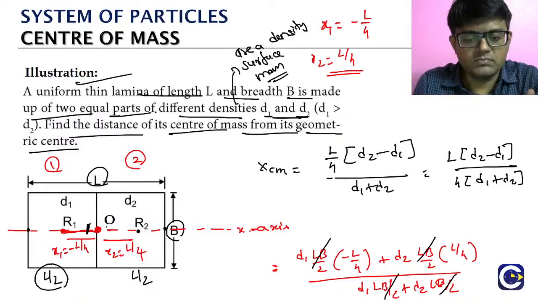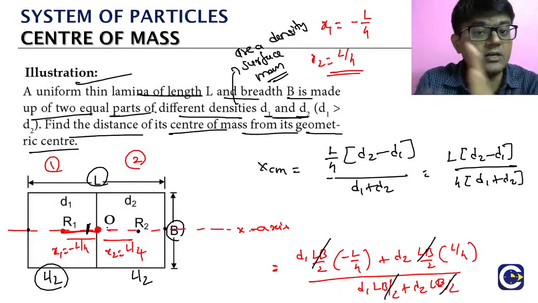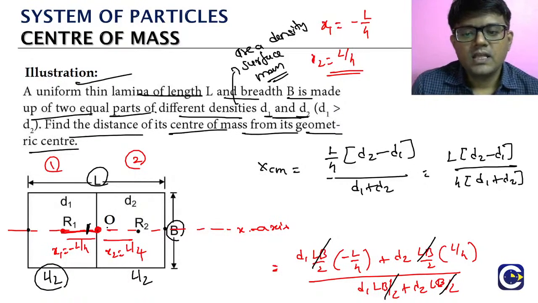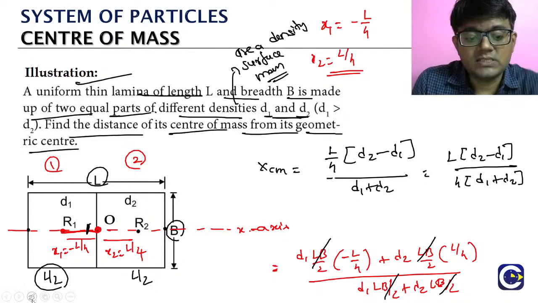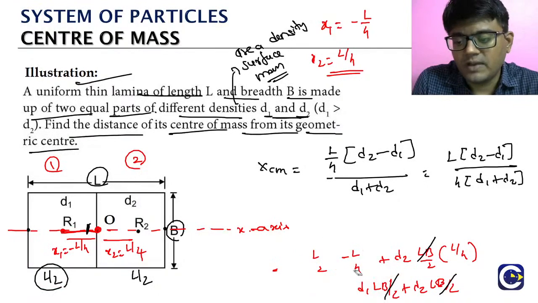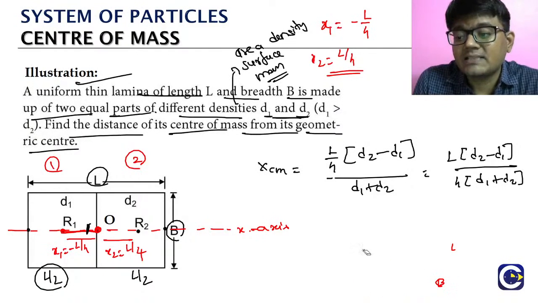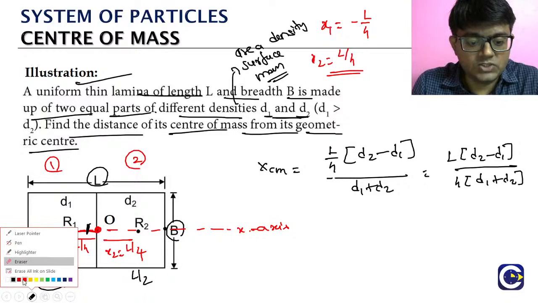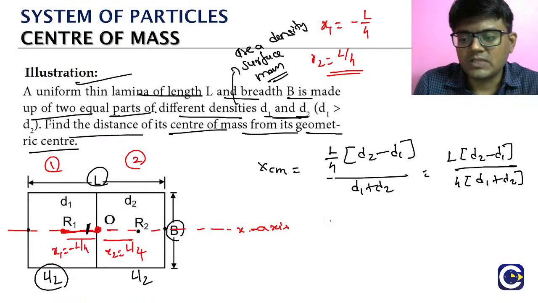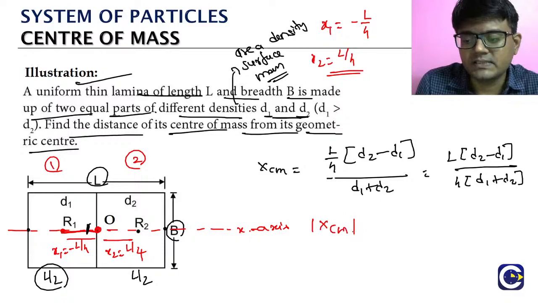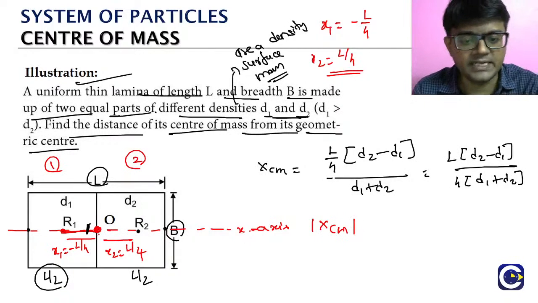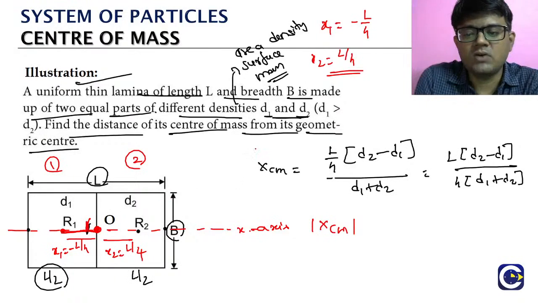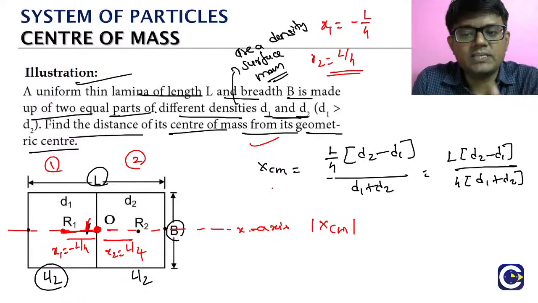So it will be on the left side, more closer to R1, not exactly in the middle, because the mass on the part 1 side is higher. But what are they asking us? They are asking the distance of the center of mass from the geometric center. So we need to take the mod of this, because the geometric center is the origin. What is the distance of the point from there? We already know the x coordinate of the location is negative.